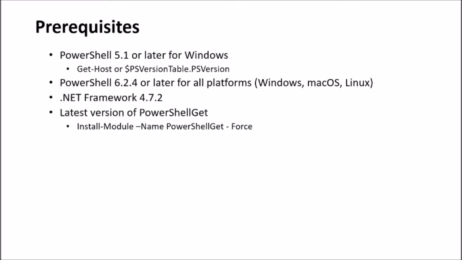If you want to install Azure PowerShell on your Windows system, then you need to have Windows PowerShell version 5.1 or later. If you want to use Azure PowerShell on Windows, Mac OS or Linux, then you should have PowerShell version 6.2.4. Also, you need to have .NET Framework 4.7.2 and make sure you have the latest version of PowerShellGet. Let me show you now how we can check the prerequisites and how we can install Azure PowerShell.